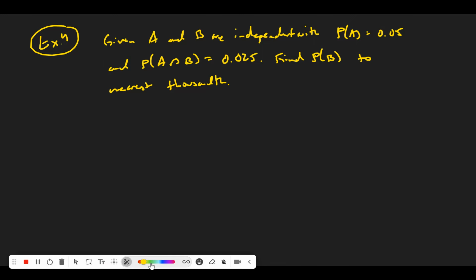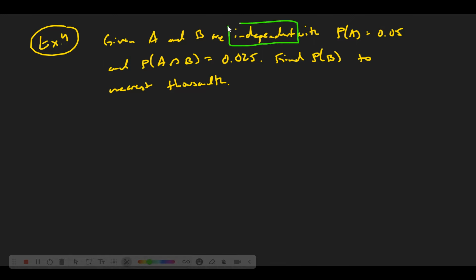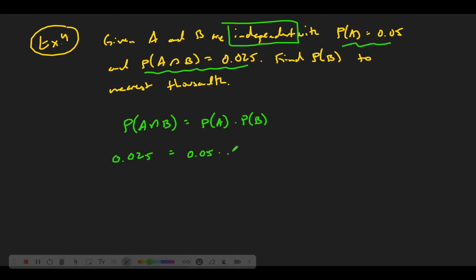So again, because these events are said to be independent, we know that the probability of A and B will be equal to the probability of A times the probability of B. So, did they give us the probability of A and B? Yes, they did. It's 0.025. Did they give us the probability of A? They did, 0.05. Did they give us the probability of B? Nope, I'll call that X. And now we're just going to do one step, divide by 0.05 on both sides to solve for X, and you get 0.5 equals X, which means that the probability of B occurring is 0.5.